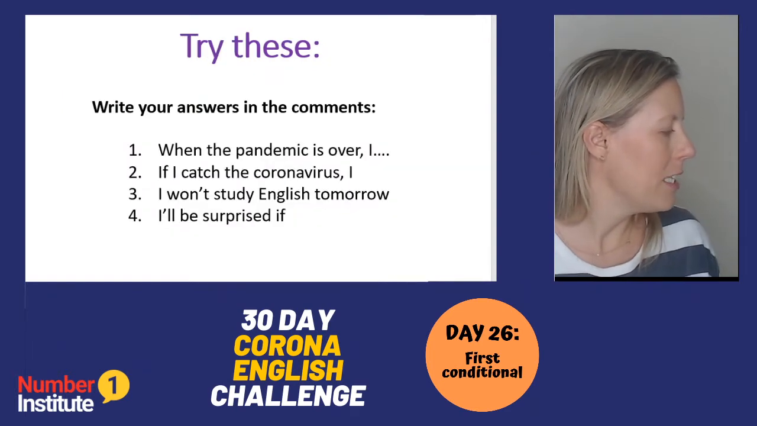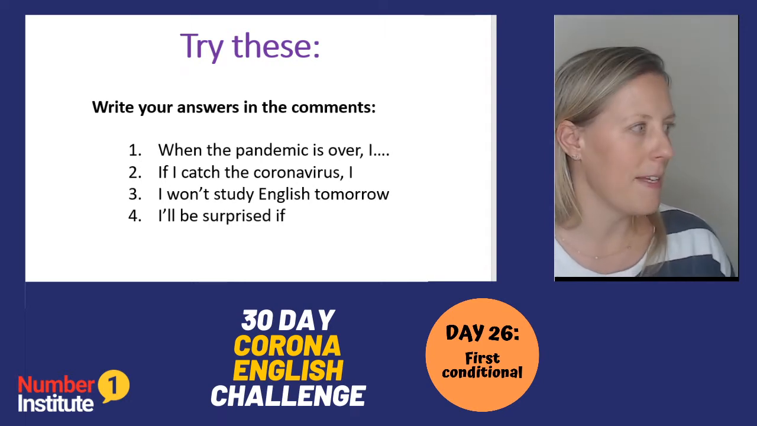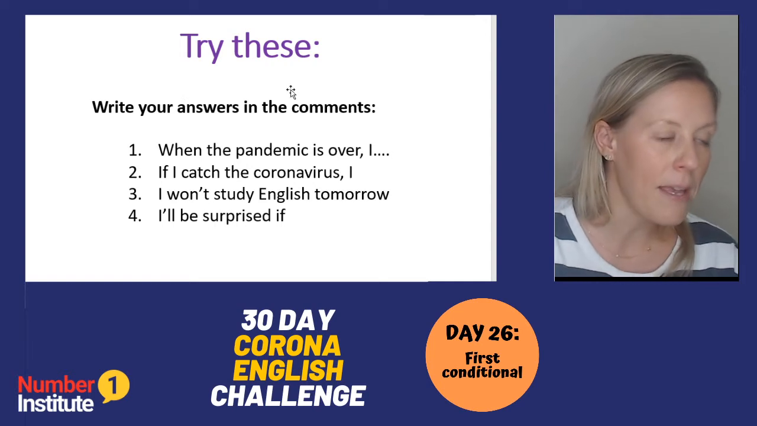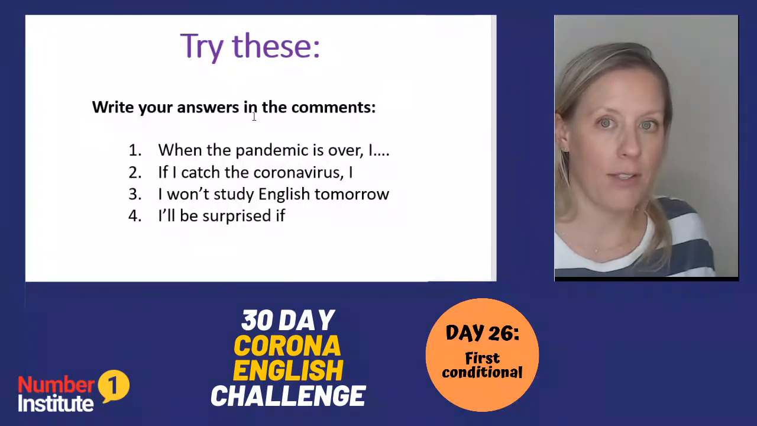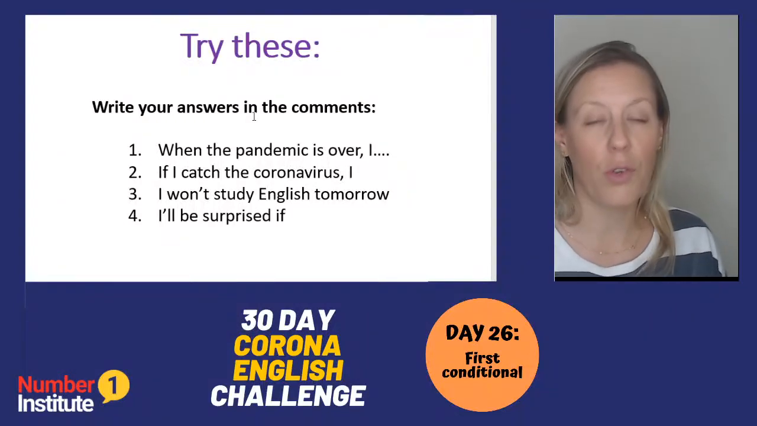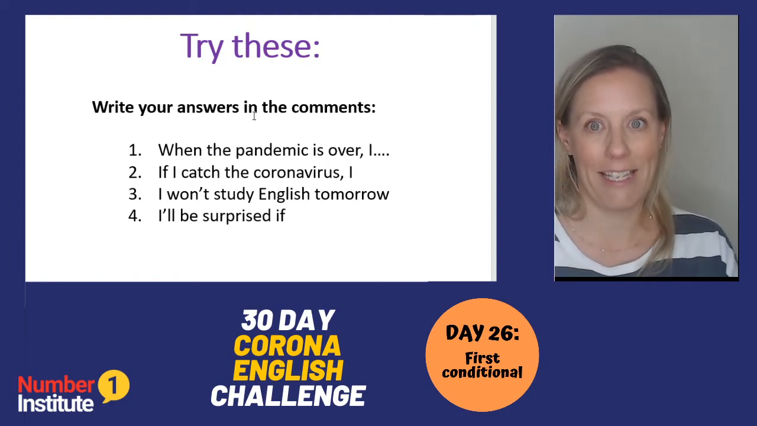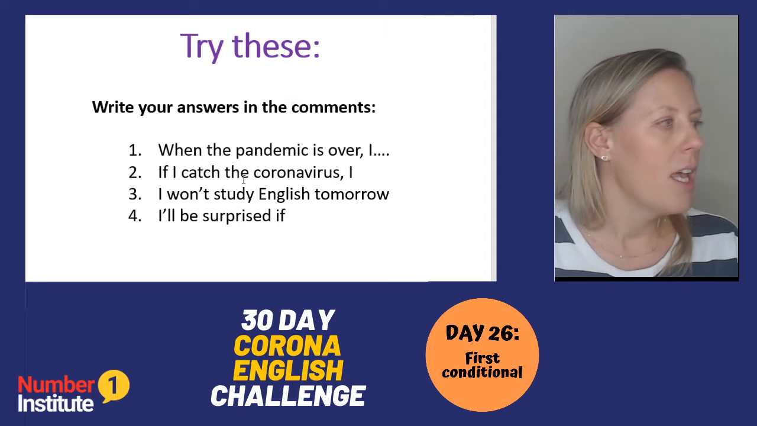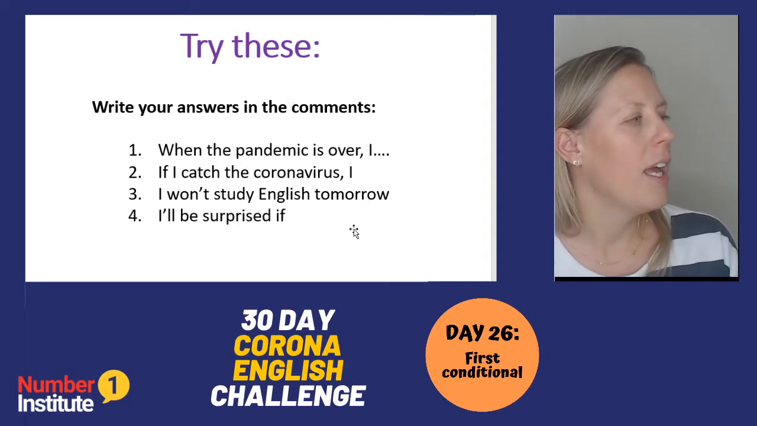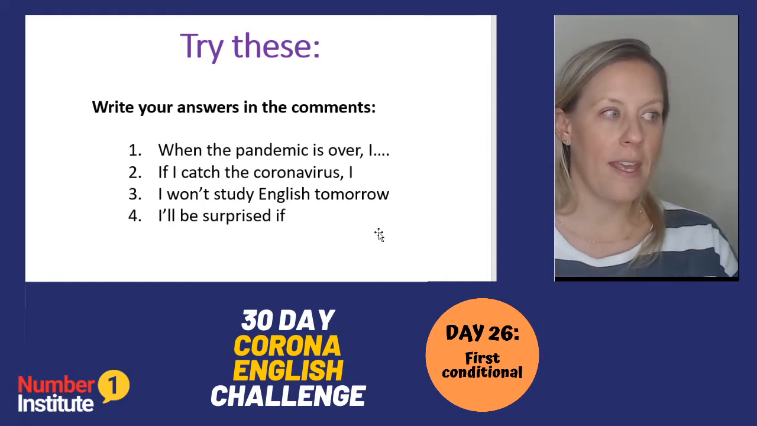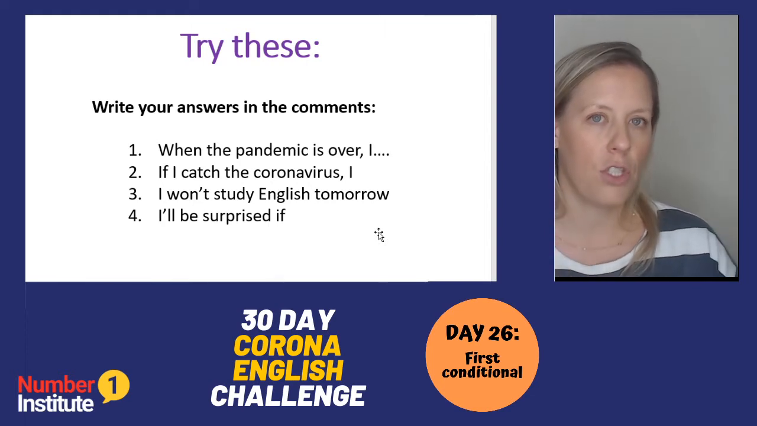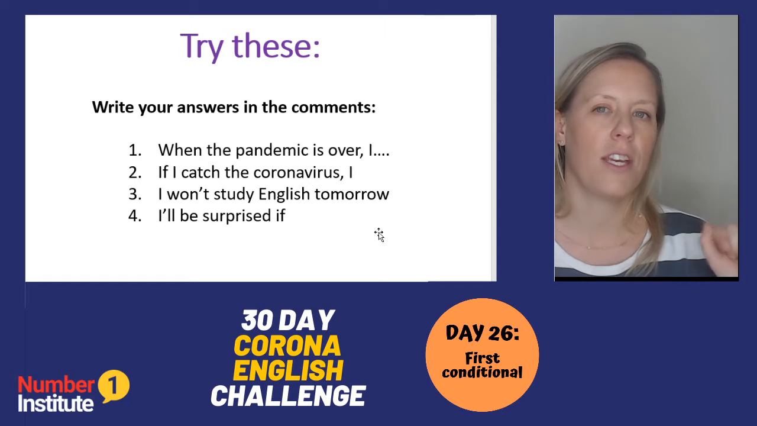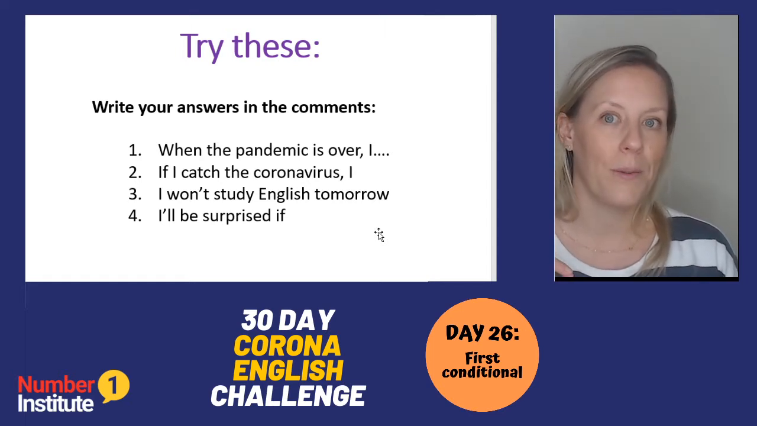All right, so let's have a look at these ones, and this is your turn to write some sentences. So when the pandemic, coronavirus, COVID-19 pandemic is over, so I've used will because it can't go forever. Yeah, so it's definite that the pandemic will end. So I use when. If I catch the coronavirus, I won't study English tomorrow, and I'll be surprised if. So there are some sentences in the first order with the condition, comma, results, and then there are some sentences that start with a result and then they have the condition. So just be careful about where you put will or if.